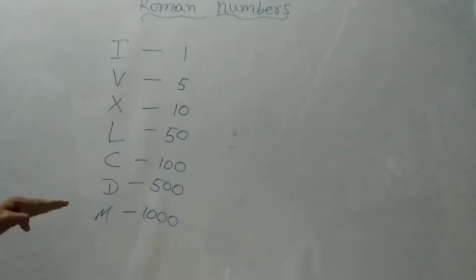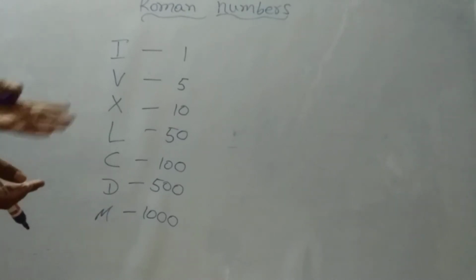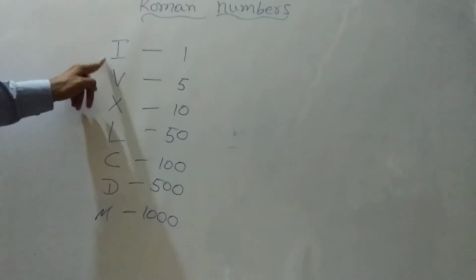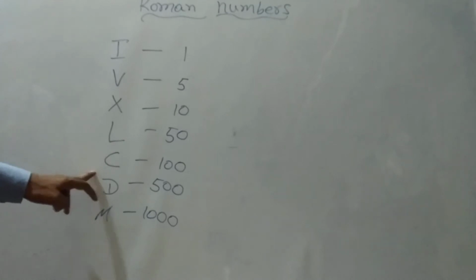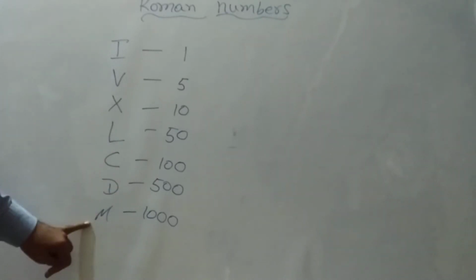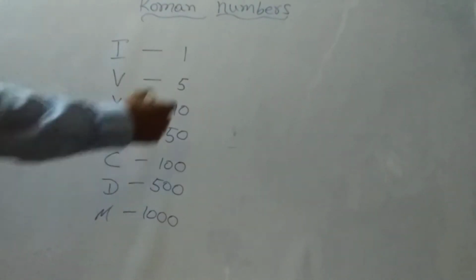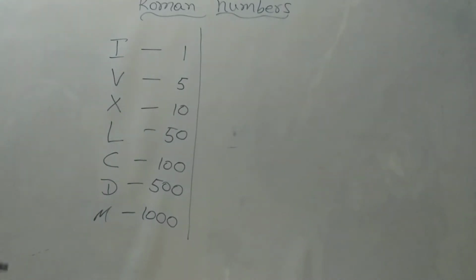By using these 7 symbols, we are able to write different numbers, through a combination of these letters. First symbol: I represents 1. V, 5. X, 10. L, 50. C, century, 100. D, 500. M, million, 1000. Before writing numbers using these symbols, we have some rules. We have to know the rules of how to write the numbers by using these 7 symbols.